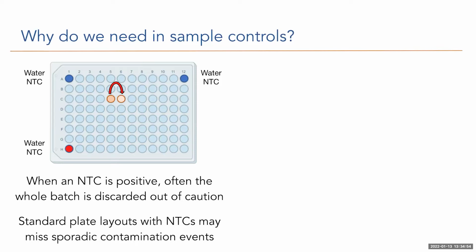And so normally, out of caution, you have to discard the whole thing, or at least a large portion of it. And when you're needing to process many samples all the time, this is a big cost hit. It's a big time hit. Also, these standard layouts will miss sporadic small contamination events, say in the middle of your plate here. Your water controls will probably look fine in that case, but you've actually got a contamination event that you don't see.